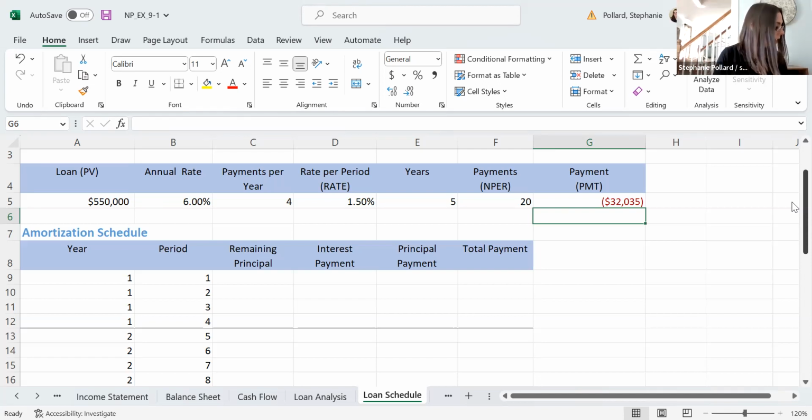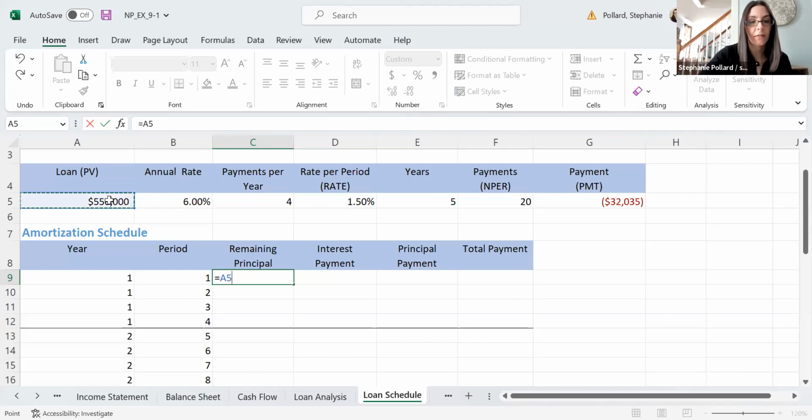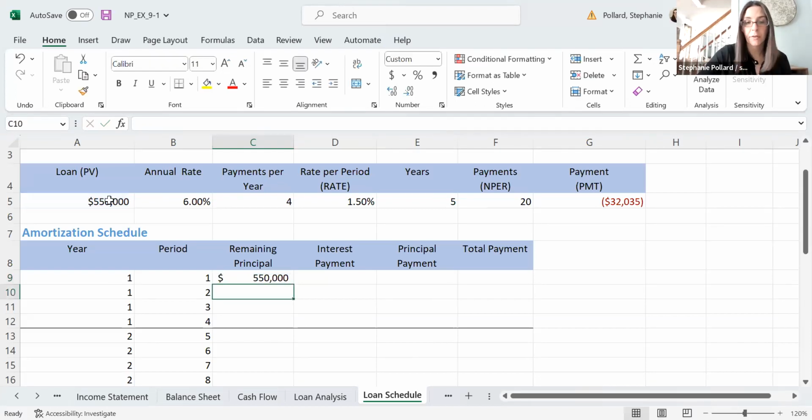All right, so let's see. We have everything set up. All right, so in cell C9, I'm going to start with my first period here. So this is like making our first payment ever on this loan. My beginning balance here is $550,000. So at the very first payment, or right before you make that very first payment, your loan amount is $550,000.